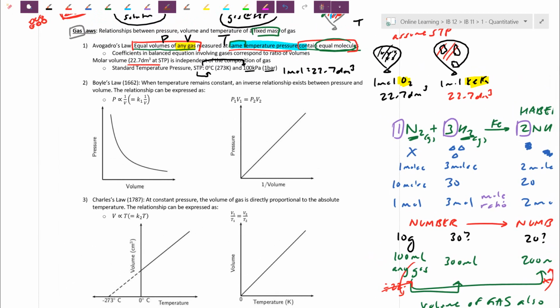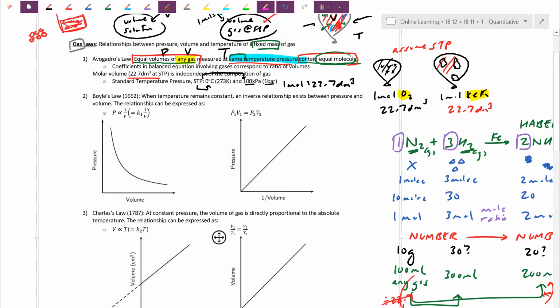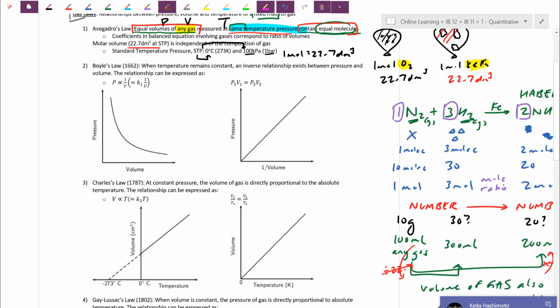Let's look at our main gas laws, however. We start off with these three fellows: Boyle's Law, Charles's Law, and Gay-Lussac's Law. Basically, we have our three variables: pressure, volume, and temperature. They're going to take turns setting one thing to be constant, and then see the relationship, the correlation, between the other two variables.